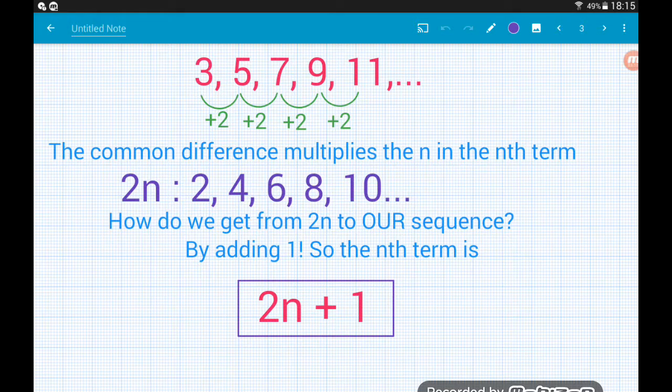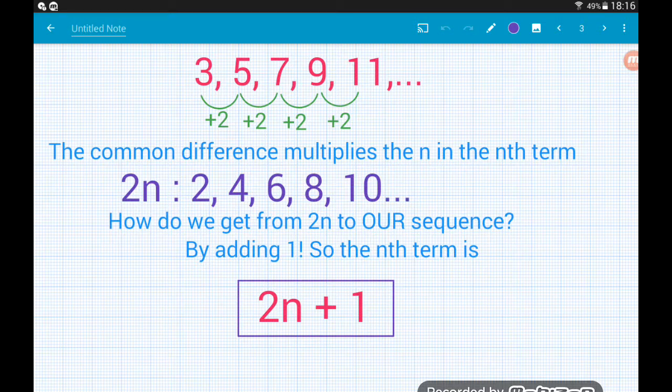Now that's quite close to our original sequence, but it's not quite the same. So now we need to work out how we get from each term of 2n to the corresponding term in our sequence. How do we get from 2 to 3? How do we get from 4 to 5? How do we get from 6 to 7? How do we get from 8 to 9? How do we get from 10 to 11? The answer to all of those questions is that we add 1. So our sequence is 1 more than the 2n sequence. So our nth term is 2n plus 1.